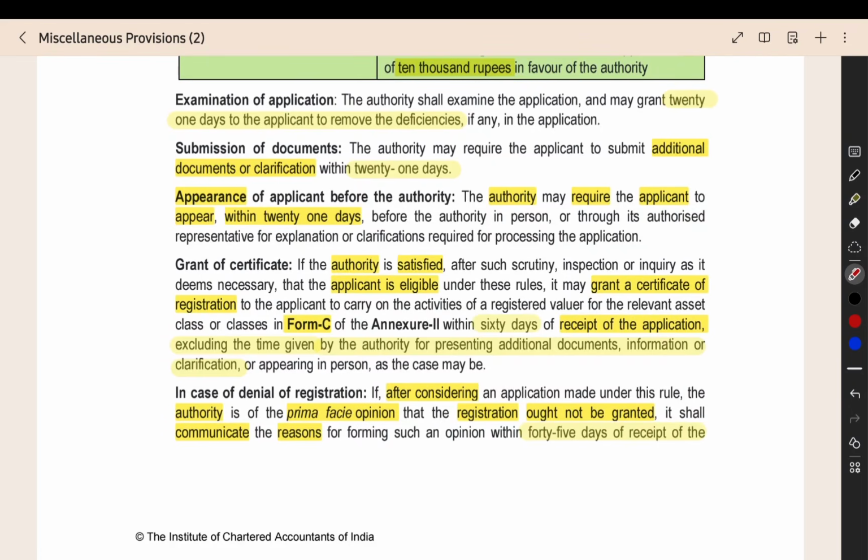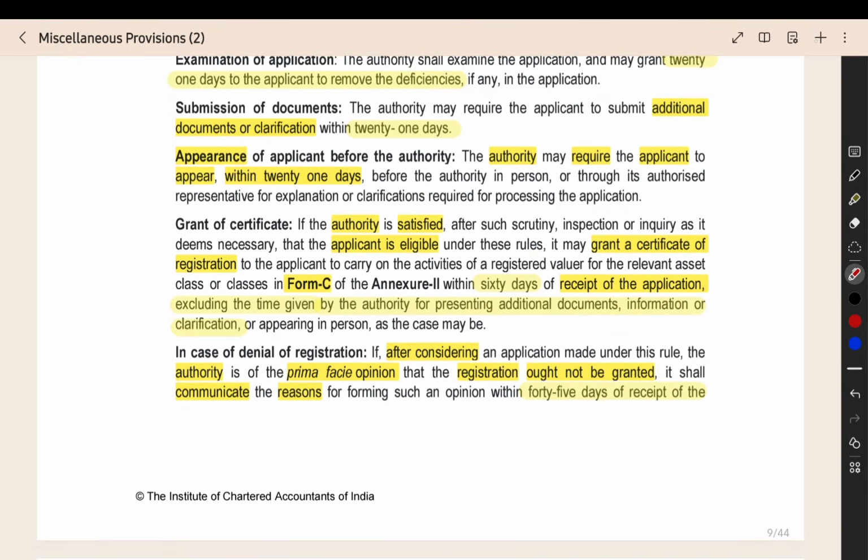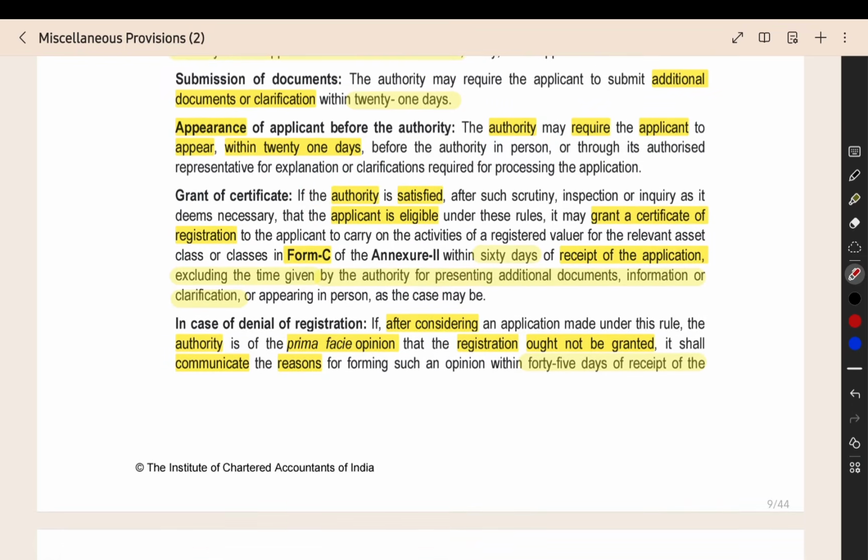It can ask you to come in personally to the authority office, and you have to appear. They will ask you some questions, and only then will they decide whether they can grant you the certificate or not. So they can ask you to appear personally in the office. Then if the authority is satisfied that everything is proper, they will give you the certificate.